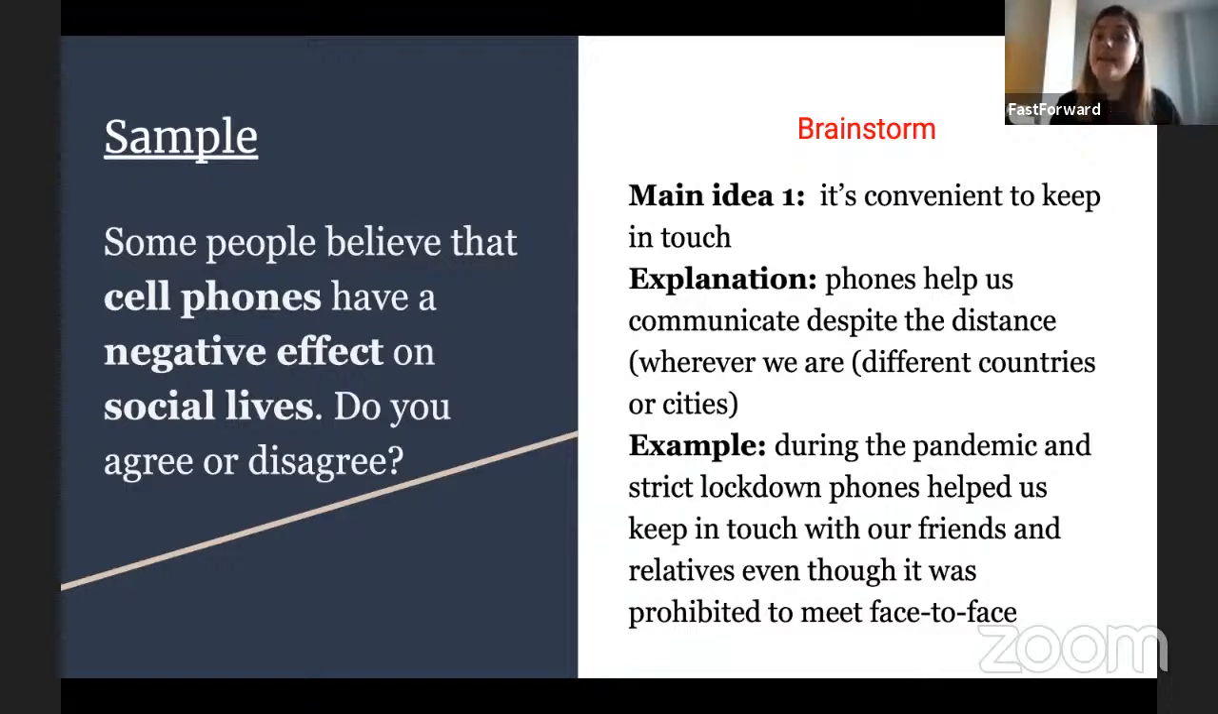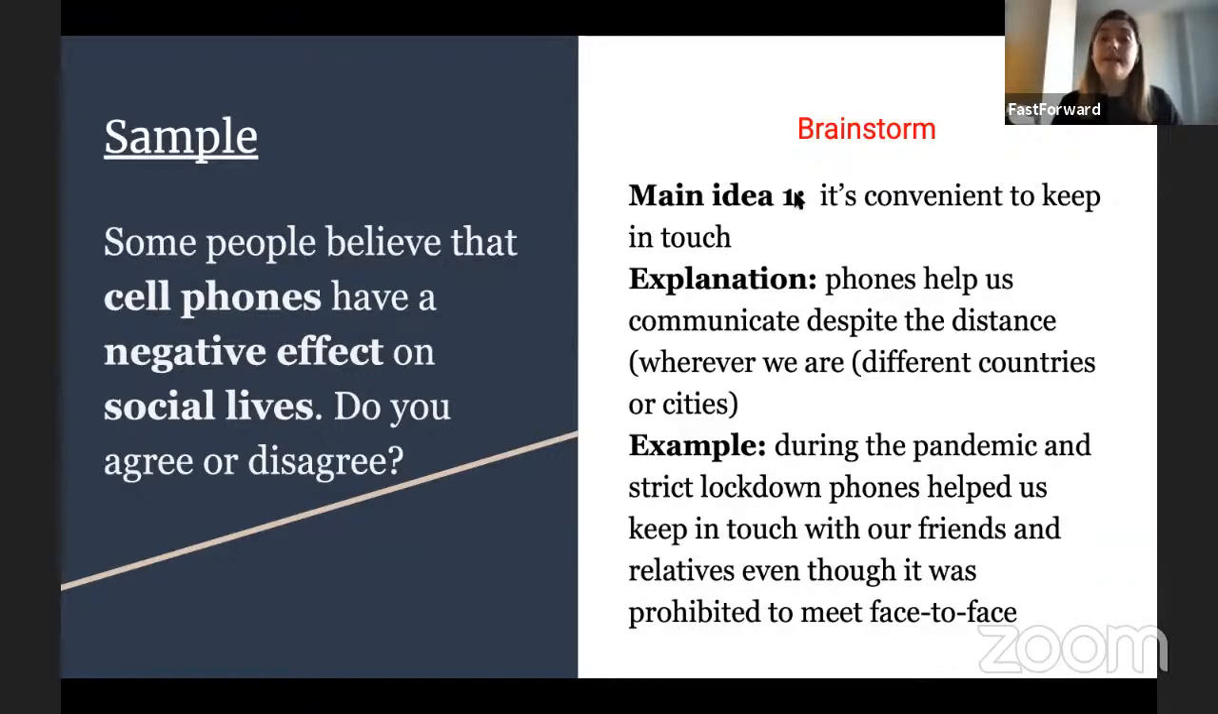Now I'm trying to explain, right? Why? Because phones help us communicate wherever we are, despite the distance. That's what I'm saying. Different countries, cities, it doesn't matter, right? This is the idea of convenience. It explains it very well. So this is going to be my explanation part.